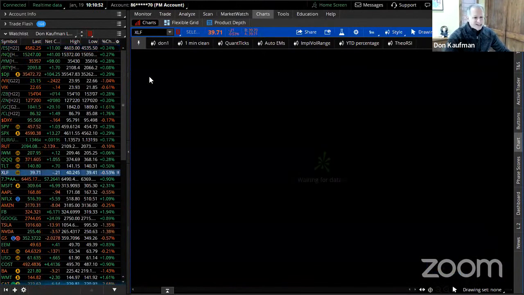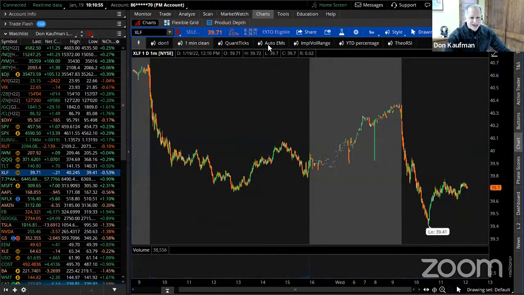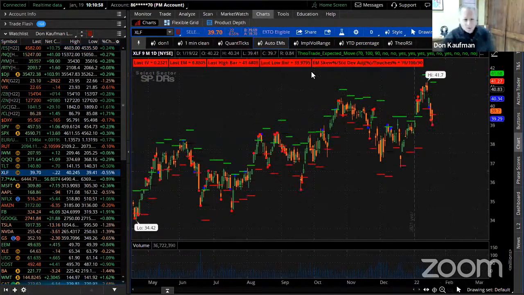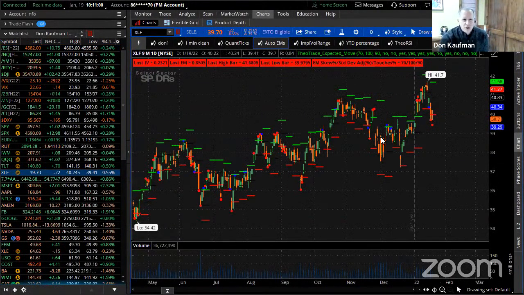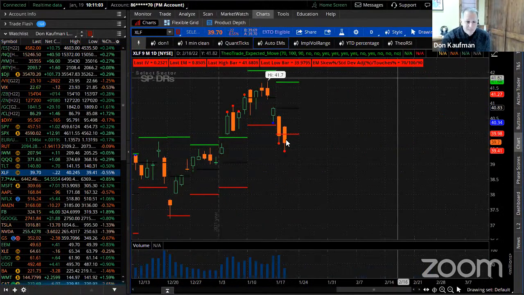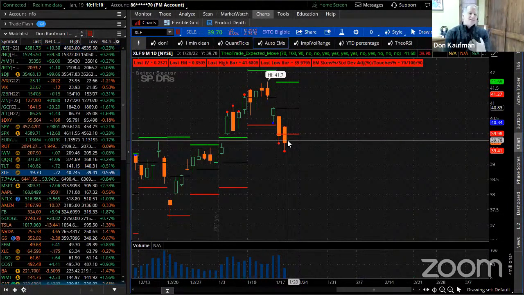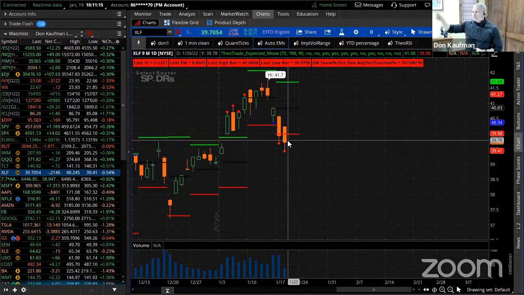If you look at the XLF, which is the financials, and we apply auto expected moves, check out right now. Do you know that the financials are actually cracking below their expected move? And you go, I don't even know what an expected move is, but I'm excited about it, right? The expected move is what the options marketplace depicts risk to be moving forward.